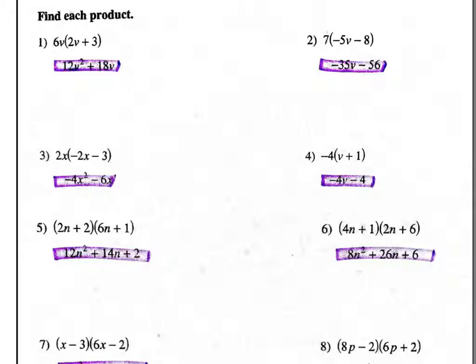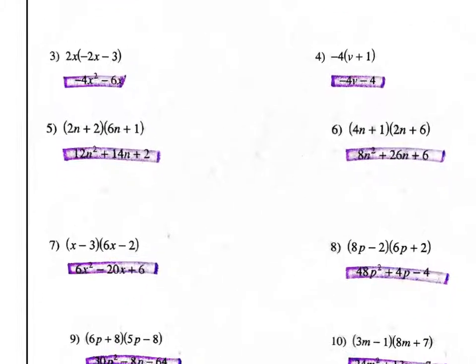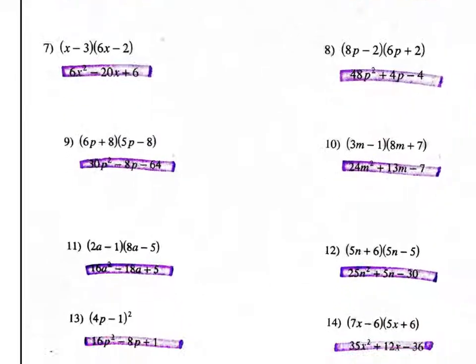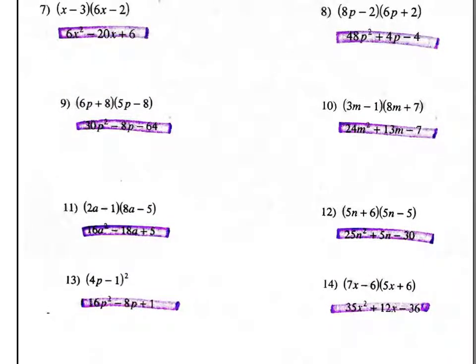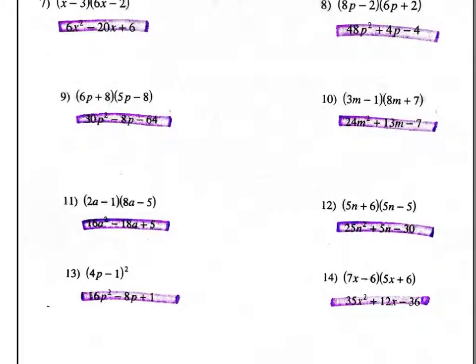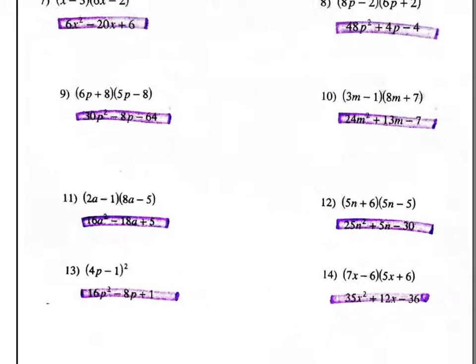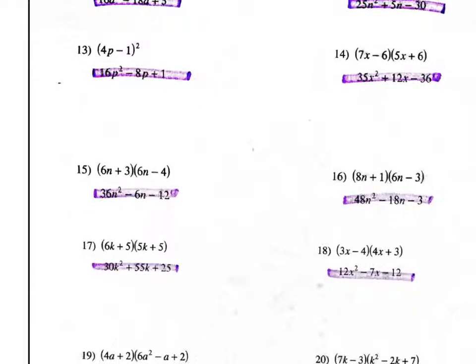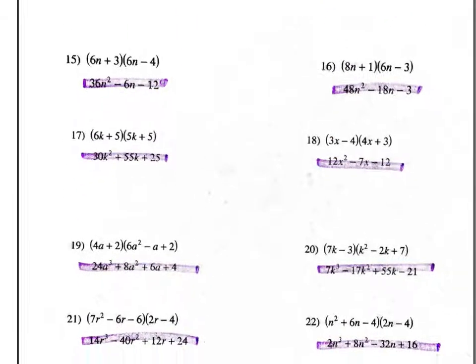So here are your first 6. Scrolling it up. Here's your next 7 through 14. Again, pause as needed. These are all foiling for this section. 15, 16, 17, and 18 continue to be foiling.